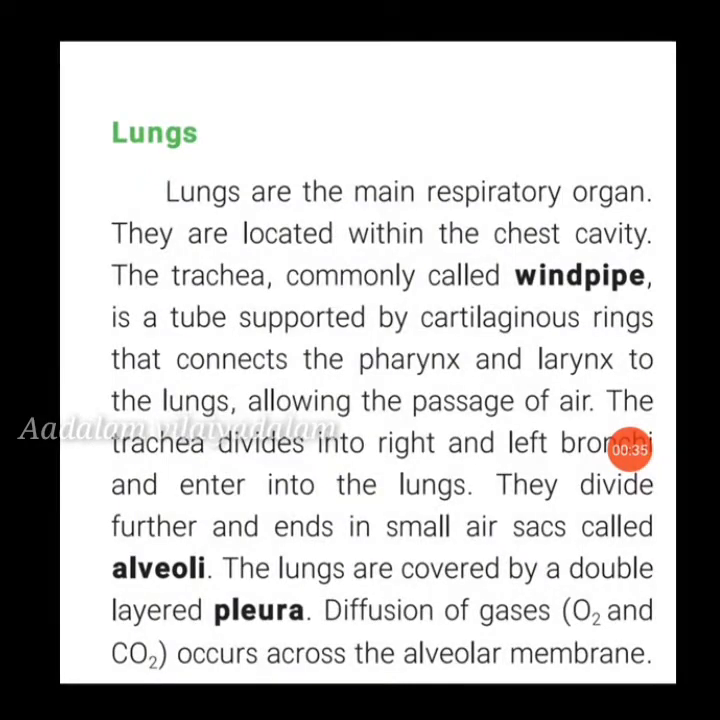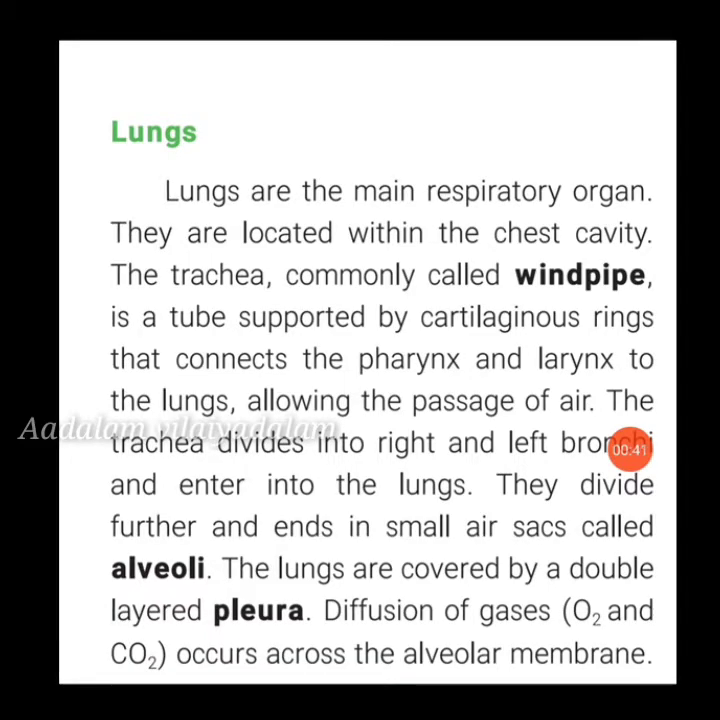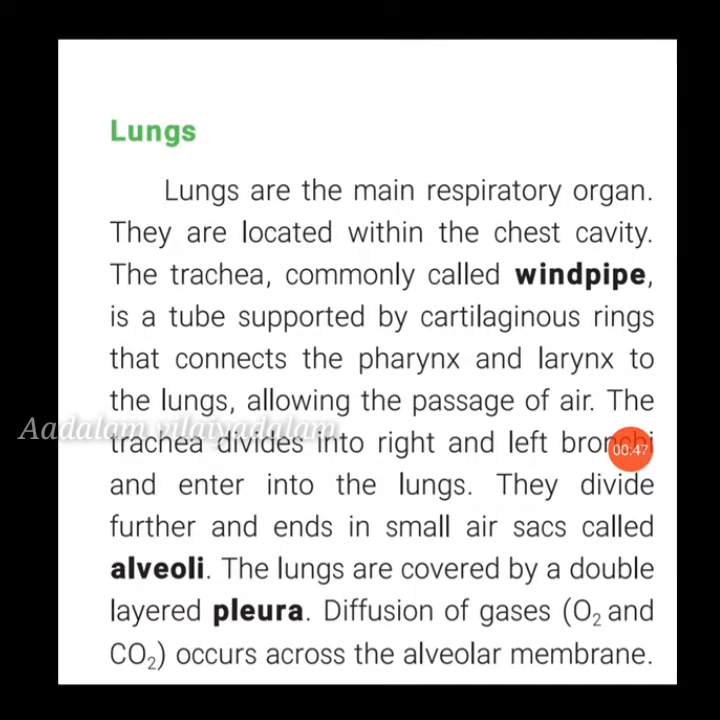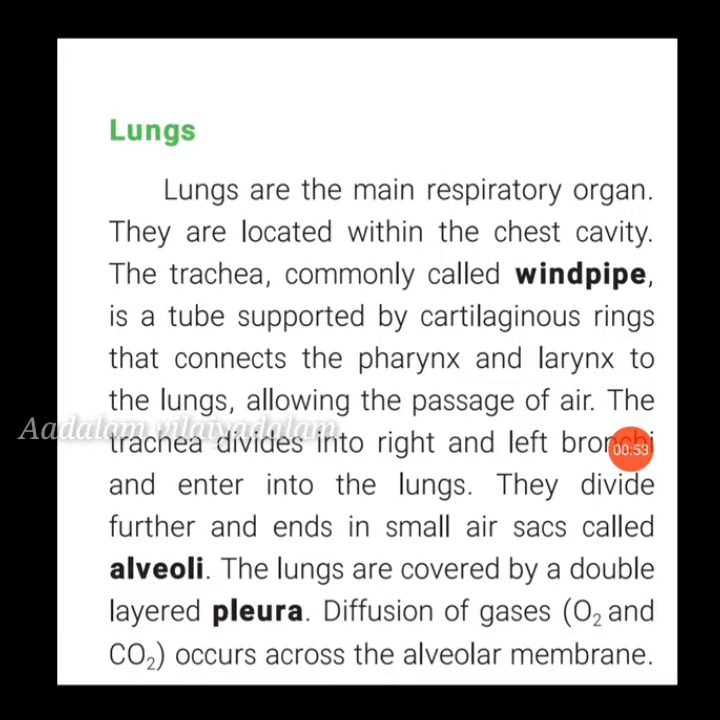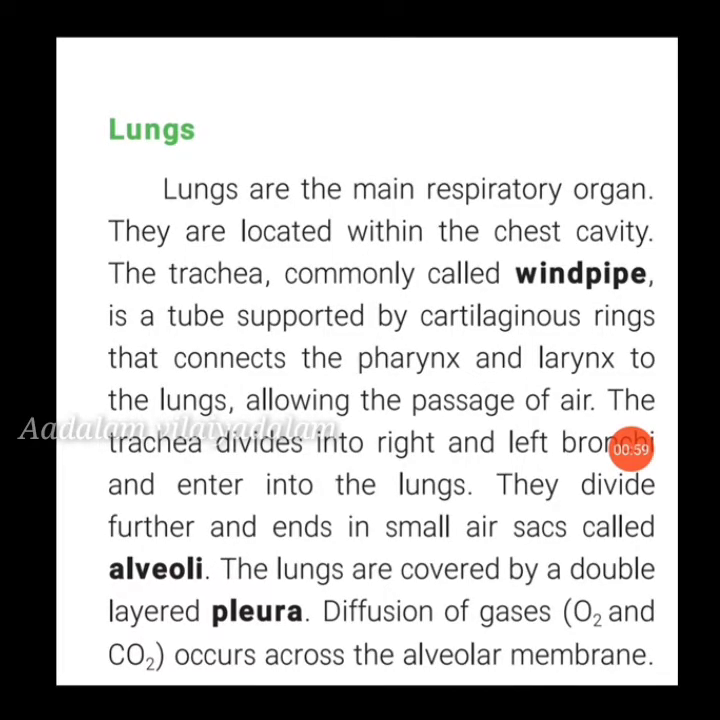Lungs are the main respiratory organ. They are located within the chest cavity. The trachea, commonly called the windpipe, is a tube supported by cartilaginous rings that connects the pharynx and larynx to the lungs, allowing the passage of air. The lungs are covered by a double layer, the pleura.